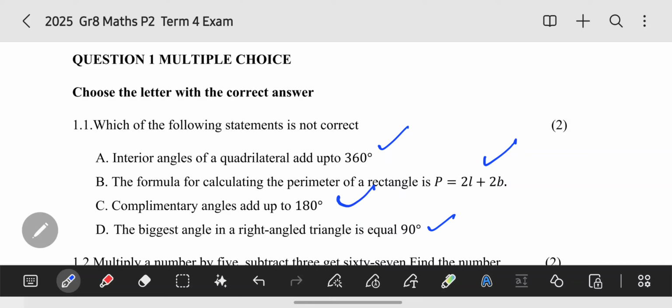They add up to 90, because supplementary angles add up to 180, but complementary angles add up to 90. So C is incorrect.